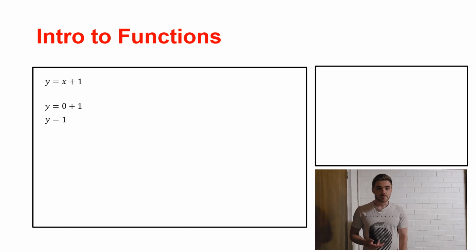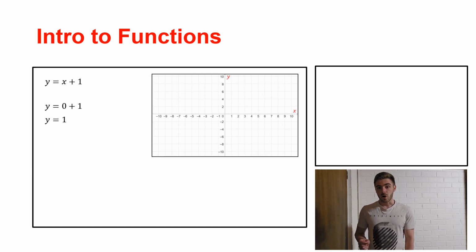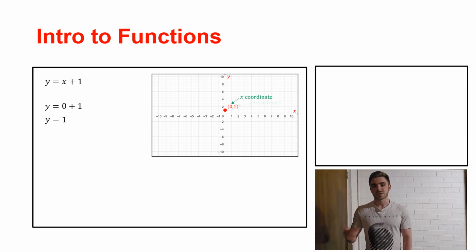This relationship can be plotted on an axis, where y is on the vertical axis and x is on the horizontal axis. So, if we know that x equals 0 and y equals 1, then we simply draw a dot at the intersection of those two values. This is what's known as a coordinate. The coordinate is (0, 1). You write the x coordinate first and the y coordinate last.